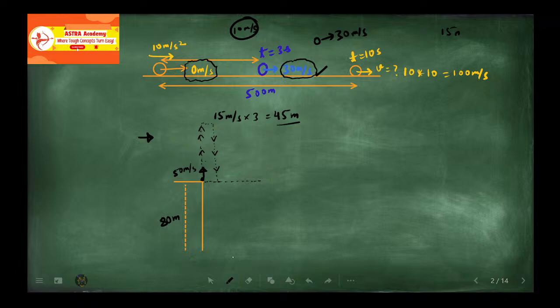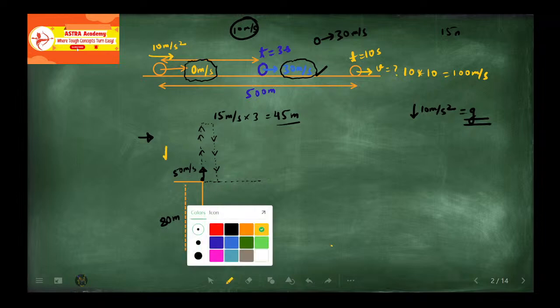Suppose this building would have been absent, and if it would have been shot from ground level, then it would have reached the ground. So what is the time in reaching the same level? It is very easy. Since the acceleration is 10 meter per second square in the downward direction due to g, this is called acceleration due to gravity. Each second the velocity will decrease by 10. It will take 5 seconds to reach the maximum height.